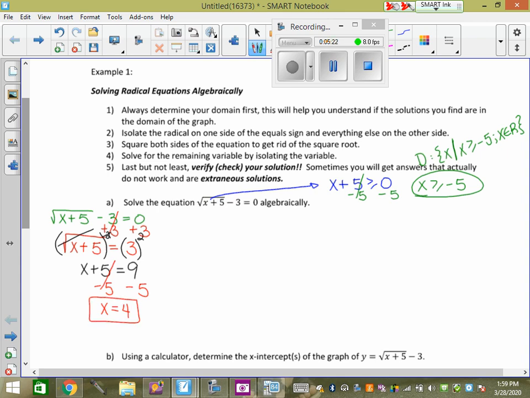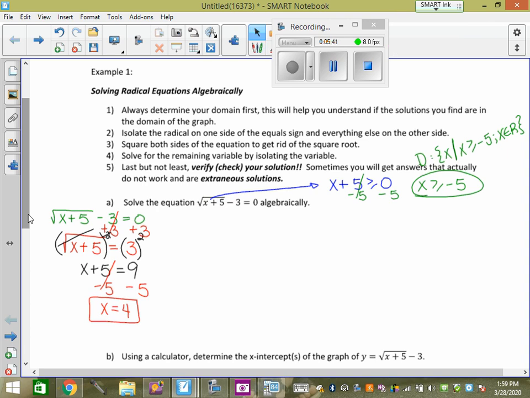It's perfect. No. I have to be able to know, did I get it right? Walk away happy. Okay? So I have to check my domain. My domain says x has to be greater than or equal to negative 5. Is 4 greater than or equal to negative 5? Yes. So that's good. But I also need to physically check it back into the typed question.